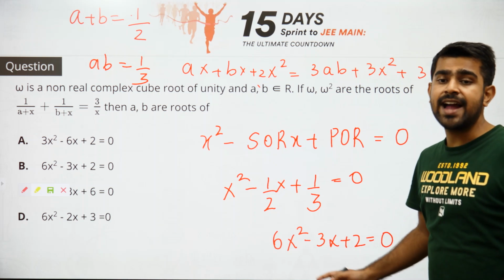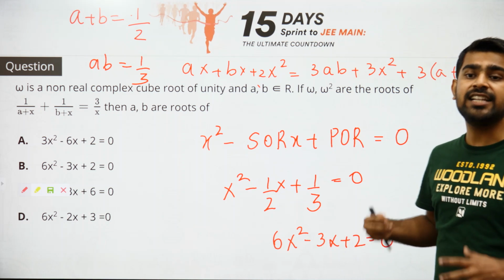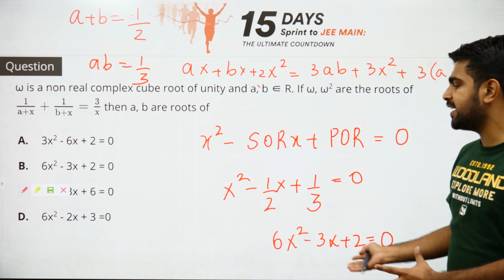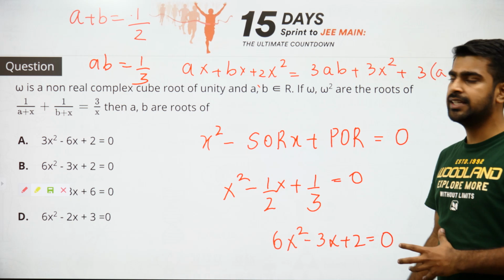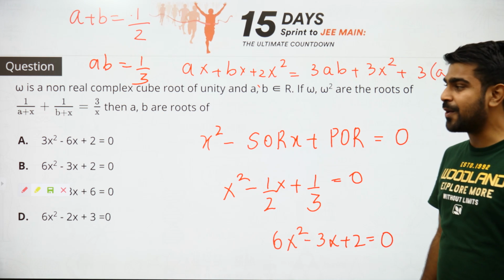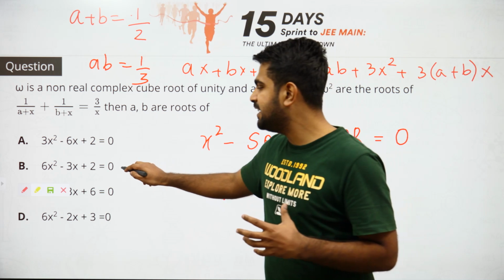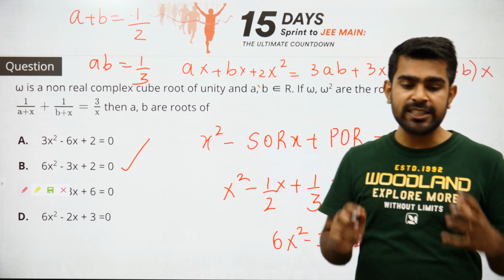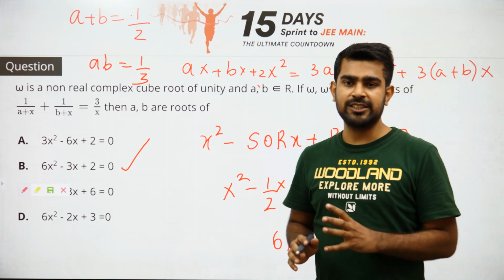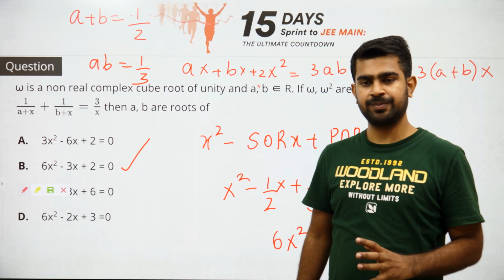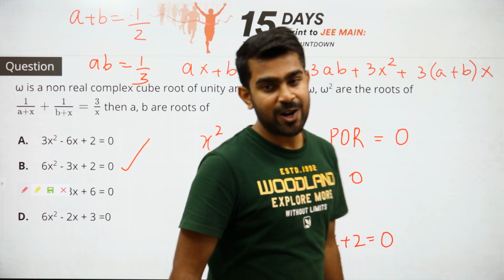What did I do here? I took the LCM, which turns out to be 6, and then I simplified the quadratic equation. This is how it turns out to be. So what is the answer for this question? Anyone? The answer for this question is going to be option B. Is that clear to everyone? Guys, are you all okay with this? Perfect? Good. So we will move on to the next question.